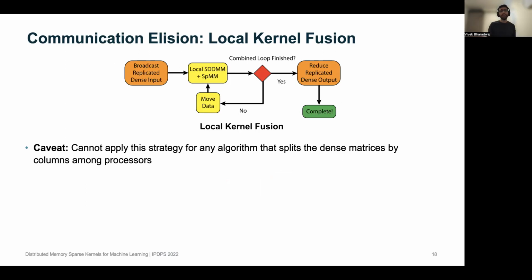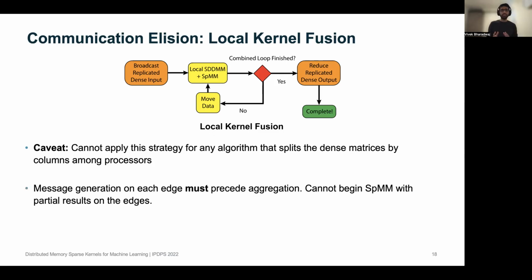And the caveat here is that we can't apply local kernel fusion to any algorithm that splits the dense matrices by columns among processors. The reason for this is that message generation has to precede aggregation. We can't begin SpMM with partial results on the edges, which occurs for any algorithm that divides these dense matrices by columns among different processors. Nonetheless, both of these strategies are useful.